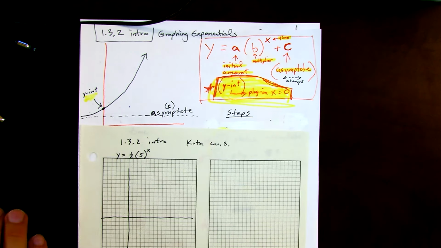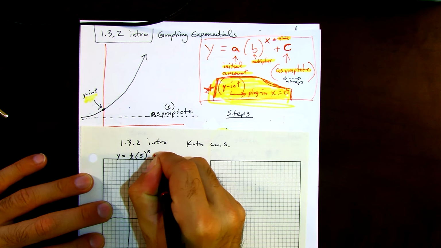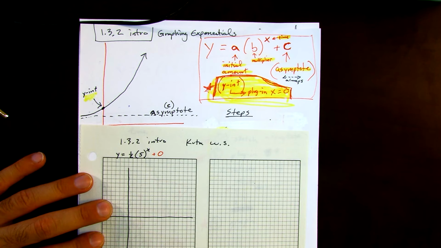Perfect. Devin, Lizeth, perfect. The asymptote, our C value, is +0. When there's nothing there, it's +0. Okay, when there's nothing there, yeah, C can be 0. So that's a good intuition. Everyone did a good intuition with that.